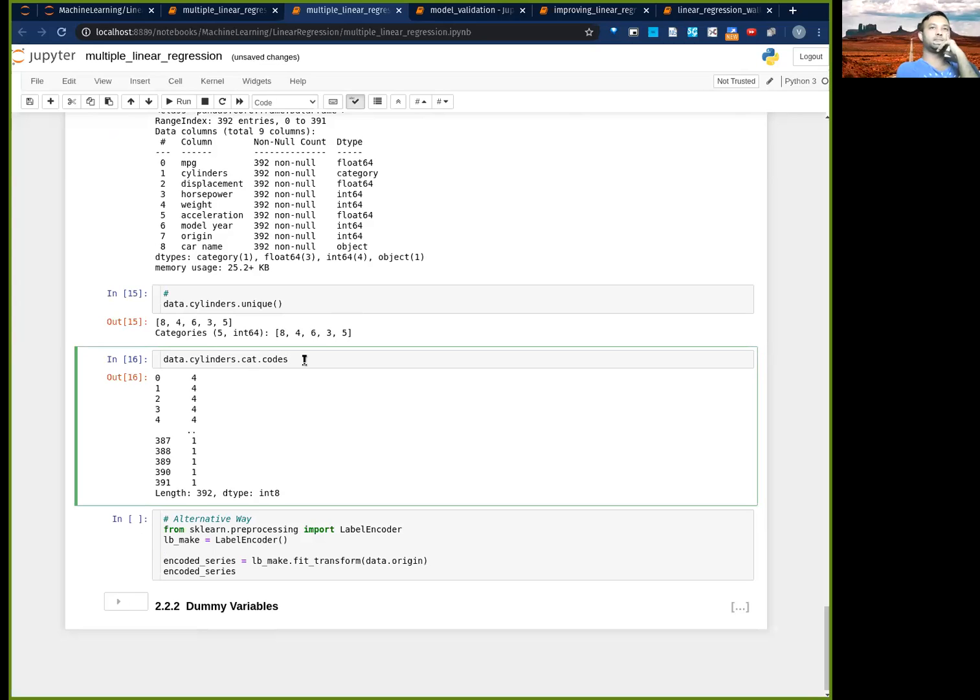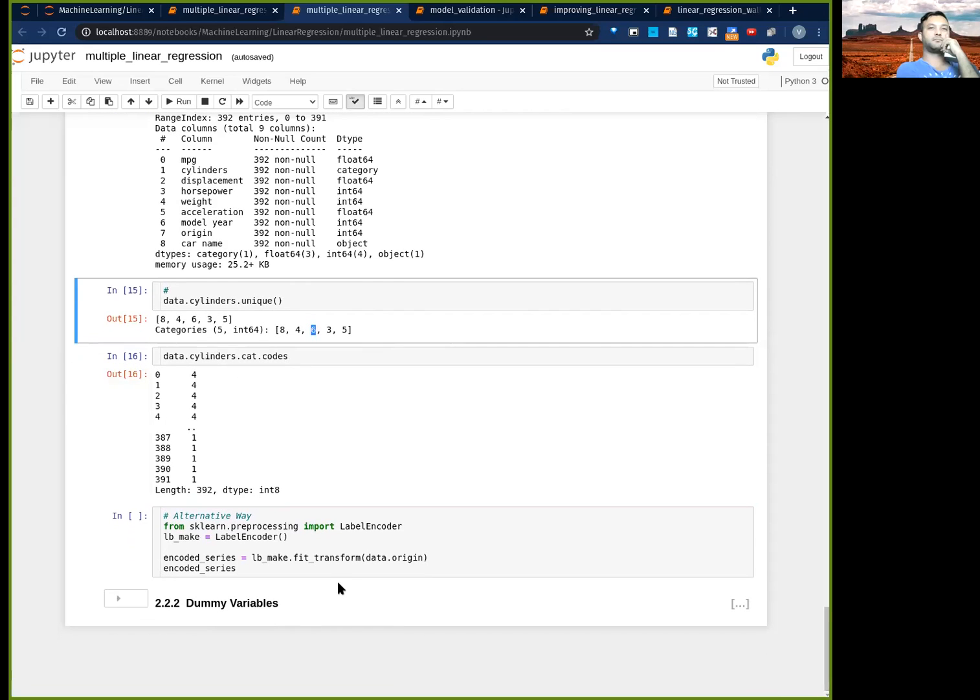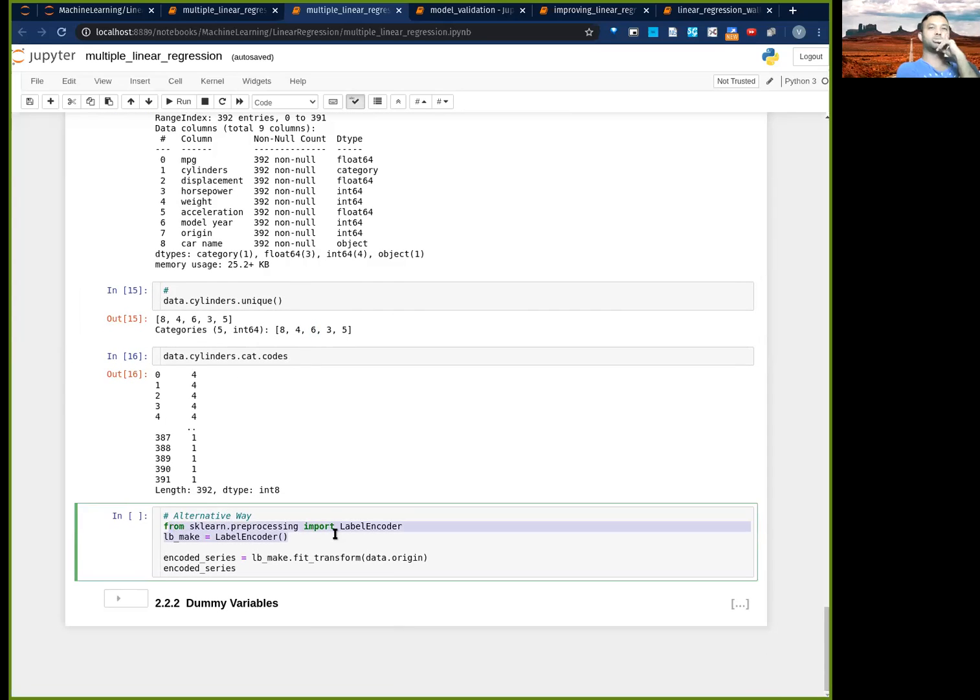But sometimes you might have something like this, where you have an 8-cylinder car, a 4-cylinder car, a 6-cylinder car. It might make more sense to get rid of that number because it doesn't really make sense in the context of what we're looking at. So it's just a way to get this encoding. You can also do this with scikit-learn. So sklearn preprocessing LabelEncoder. This label encoder allows us to do the same exact thing, but with the sklearn API.